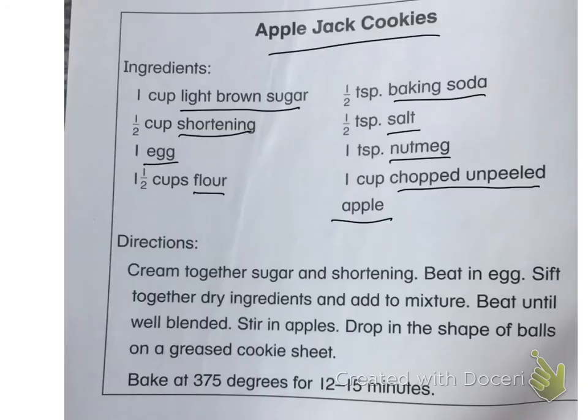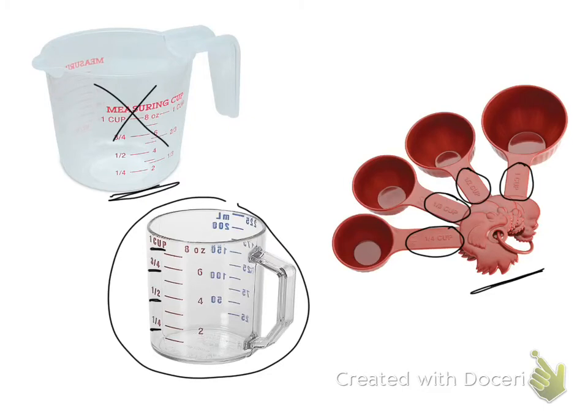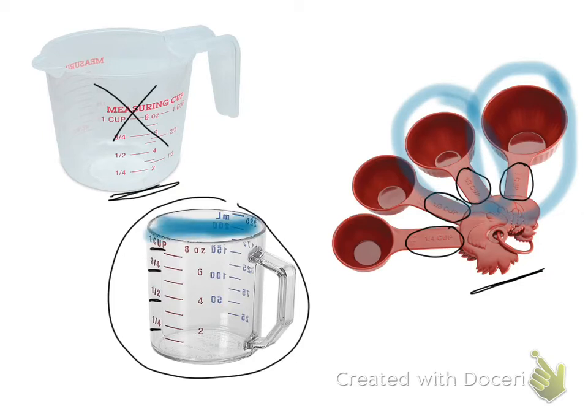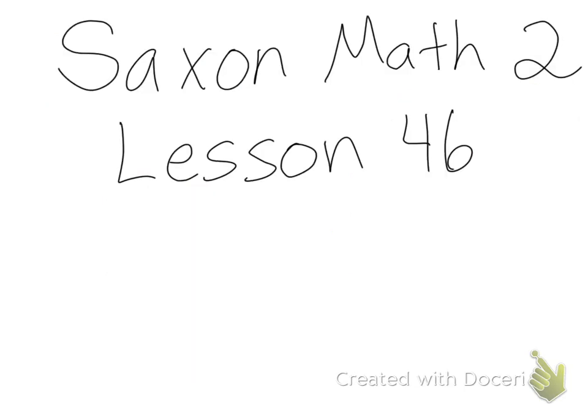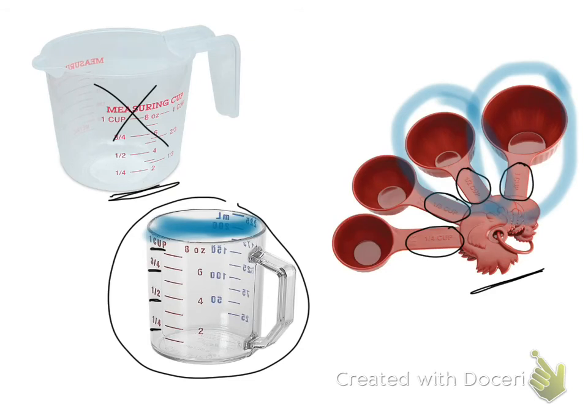So for our recipe, we need the 1 cup and half of a cup measuring. So I would need to use this big one and this one, or I'd have to fill this cup up all the way to the top once and halfway a second time. All right, so we also have teaspoons and tablespoons.